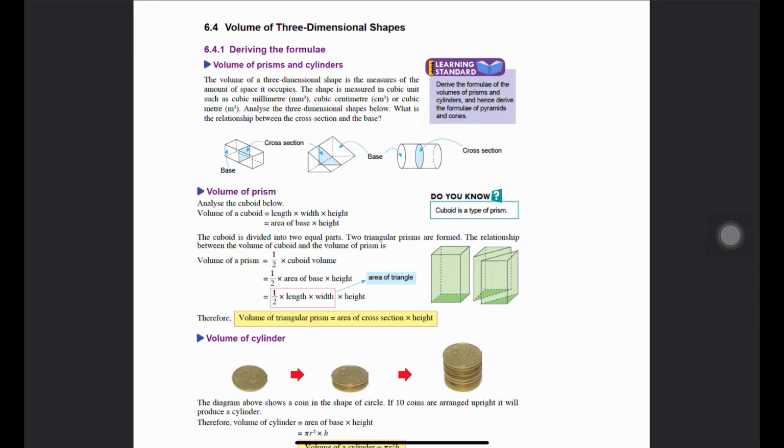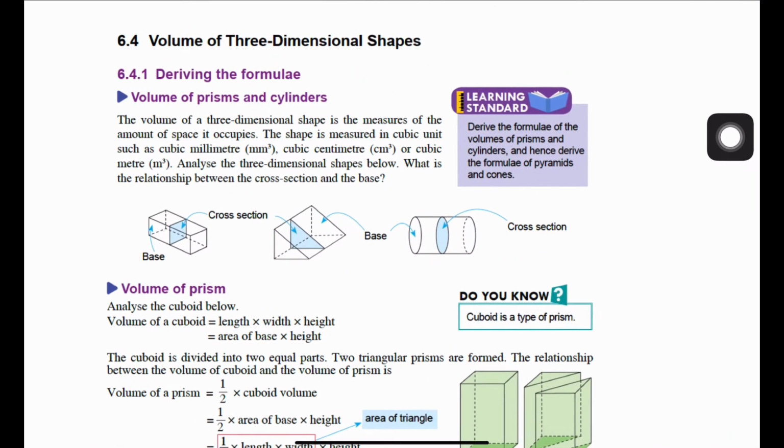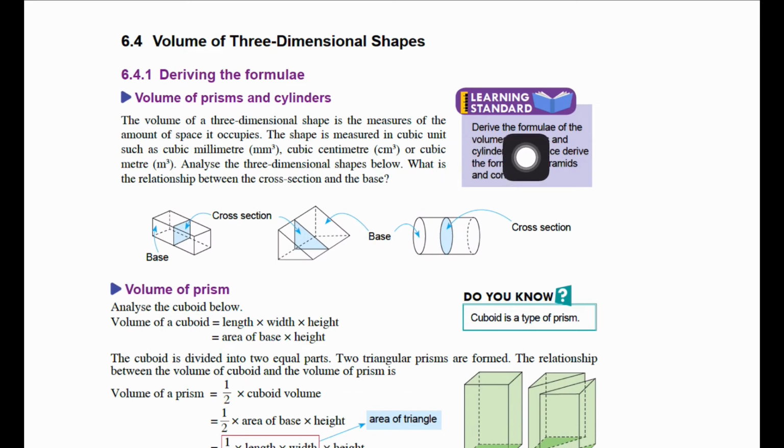So for this class, we're going to continue with the next subtopic, which is 6.4, volume of three-dimensional shapes. So the first learning standard for today is derive the formula of the volume of prism and cylinders, and hence derive the formula of pyramids and cones. So let's look at the first one: volume of prism and cylinder.